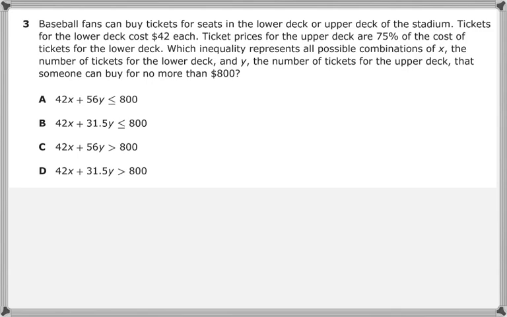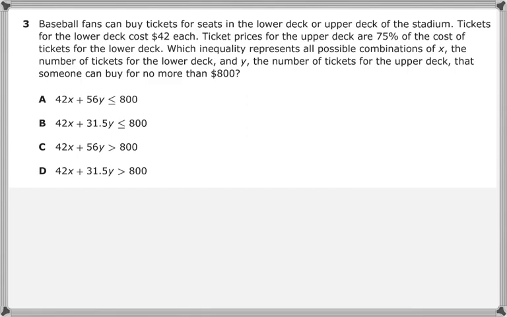Ticket prices for the upper deck are 75% of the cost of the tickets for the lower deck. Which inequality represents all the possible combinations of x, the number of tickets for the lower deck, and y, the number of tickets for the upper deck, that someone can purchase for no more than $800? Okay, so it says no more than $800, which is another way of saying at most $800.